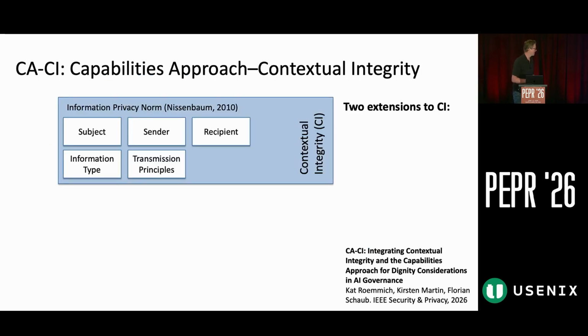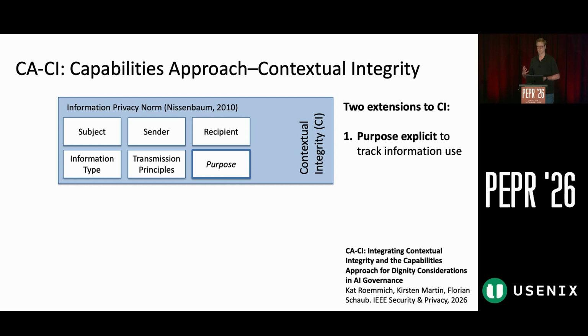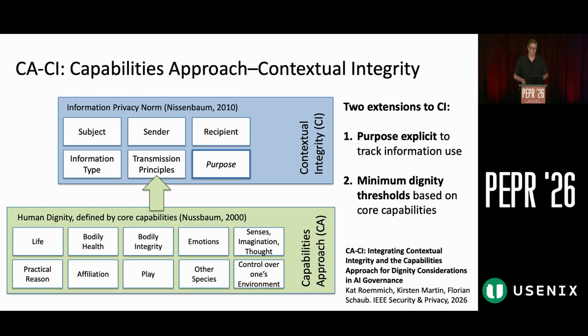Okay, so what our framework does, it makes two extensions to contextual integrity as a theoretical framework. The first one is that we add purpose to make it easier to track information use, and in particular, how information use changes. The second is that we leverage these core capabilities from Nussbaum's capabilities approach as a fixed set of transmission principles that we can encode as part of contextual integrity.